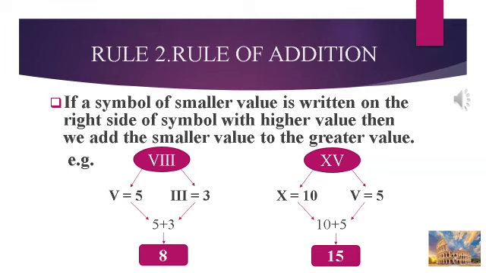Here you can see the smaller value is written on the right side of the symbol with higher value. Therefore, we are going to add the smaller value to the greater value as per the rule. Therefore, 5 plus 3 is equal to 8. In the next example, XV, where X is equal to 10 and V is equal to 5. Therefore, 10 plus 5 is equal to 15.